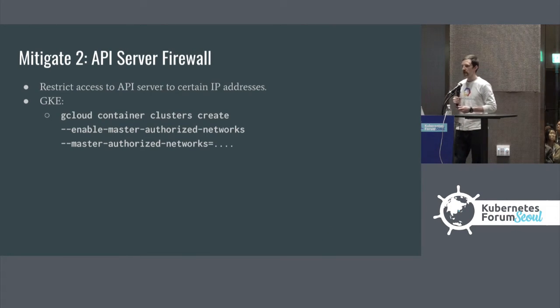Another thing that we can do is firewall the API server so that the attacker hopefully does not have access to even send a connection to the API server from, say, the internet. We can do this using regular firewalling rules or port firewalling rules. Or if you're using something like GKE, you can use the master authorized networks feature in order to limit the IP addresses that can access the API server.